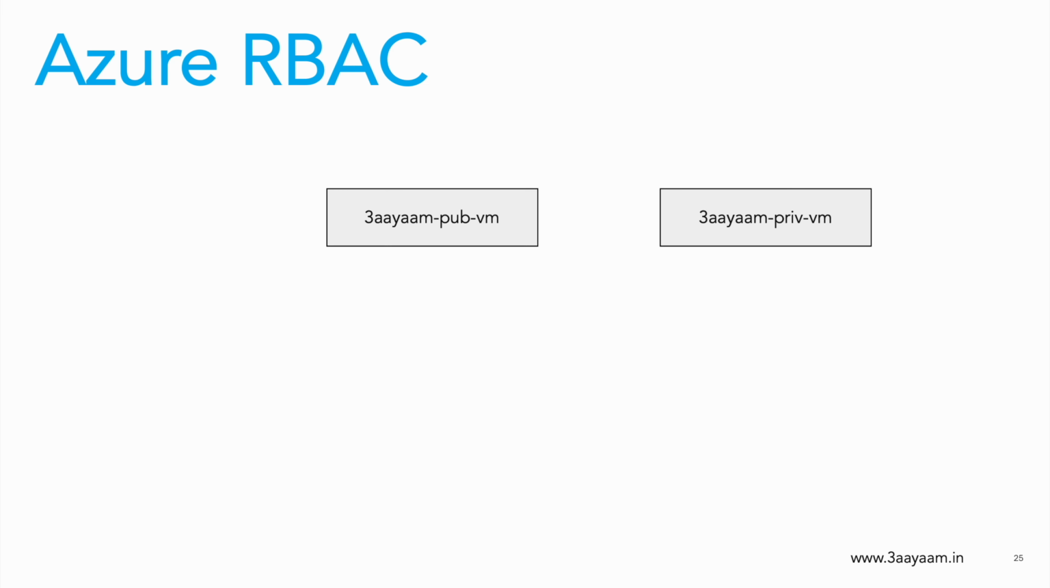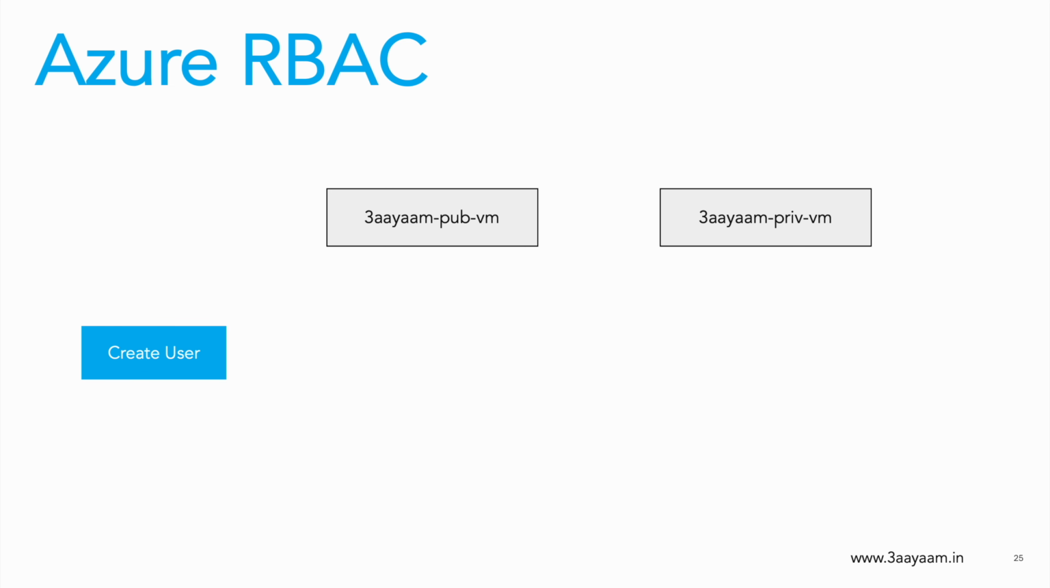Now let's do some hands-on using RBAC. So I have these two Azure VMs, the 3IAM public VM and 3IAM private VM. I'll only use one of them, maybe the public VM itself. I'll create a separate user altogether. The user would be completely different than the user that I'm using right now because I have logged in using my own email ID and I'm the owner of the entire Azure account. So my user can do anything.